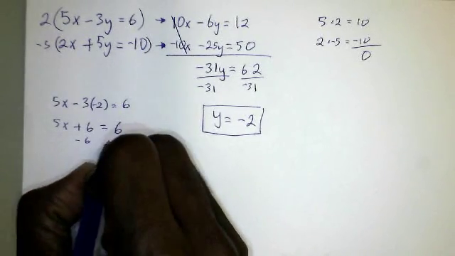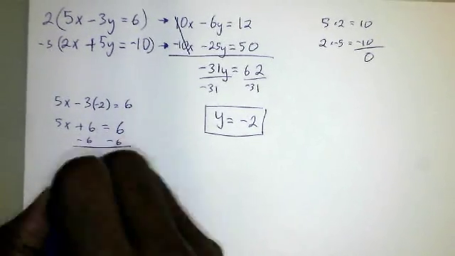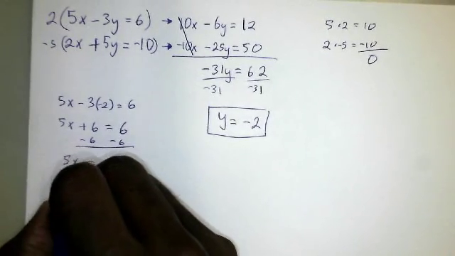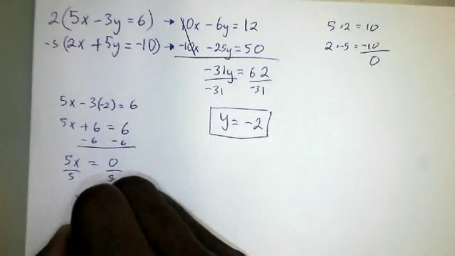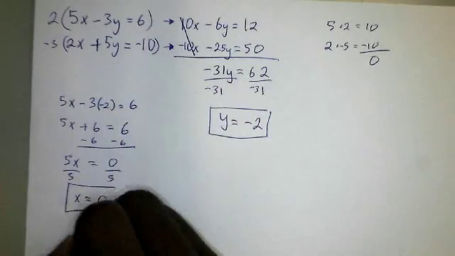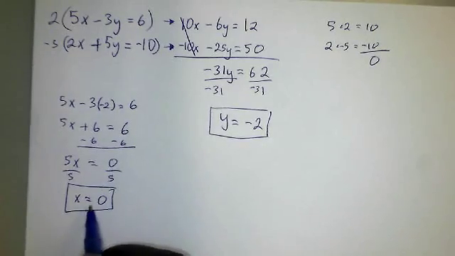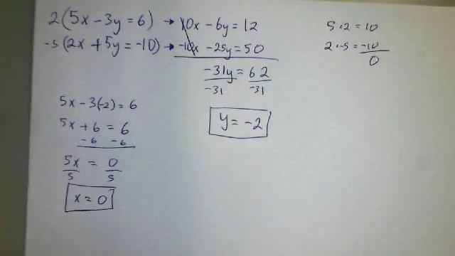Then we subtract 6 from both sides of the equation. We're going to have 5x equals 0. And if I divide both sides by 5, we have x is equal to 0. So y is negative 2, x is 0. If we plug it into the equation, it will check out.